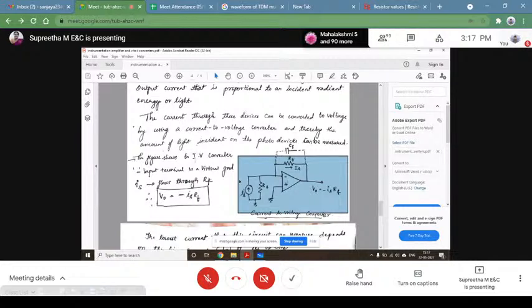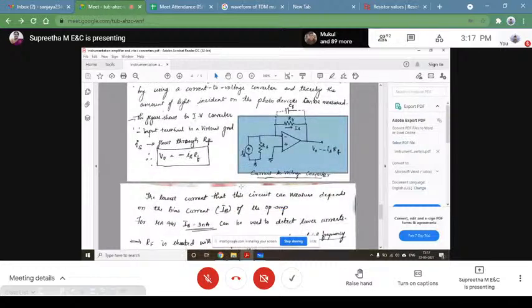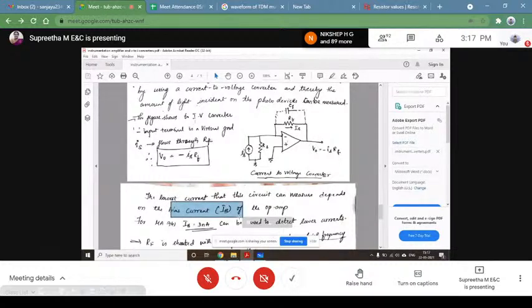So what is the minimum current which can flow here? I said we have a current to voltage converter. The minimum current depends upon the bias current of the op amp, which will be given in the data sheet. Okay? Any doubts still here?